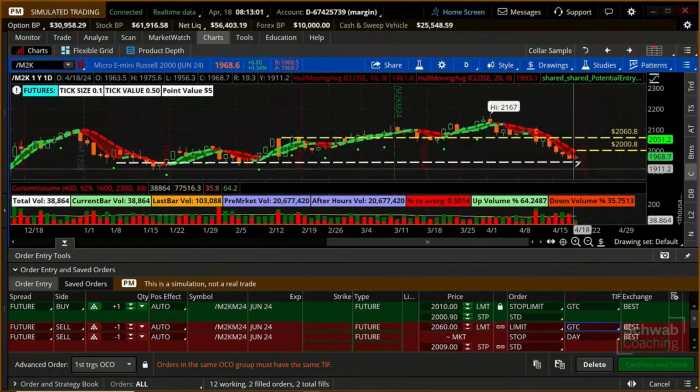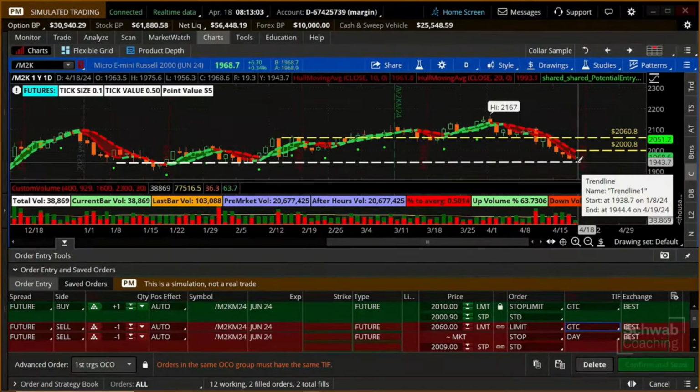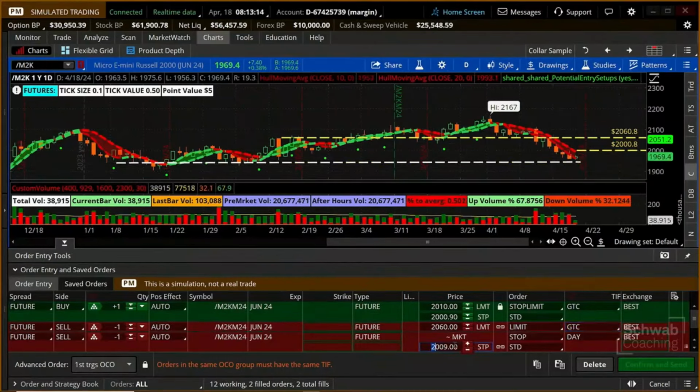Where is the horizontal support level? Answer, it's right at 1943. Now, what we're going to do is put a stop underneath that support level at 1933. Okay. Remember, there's no magic number there. How many points? It's how many points are you willing to give? We're going to go day to GTC.